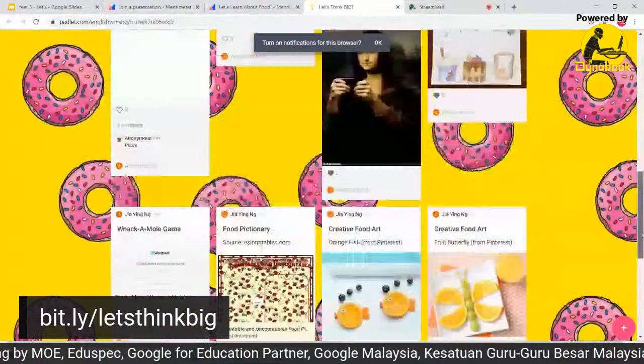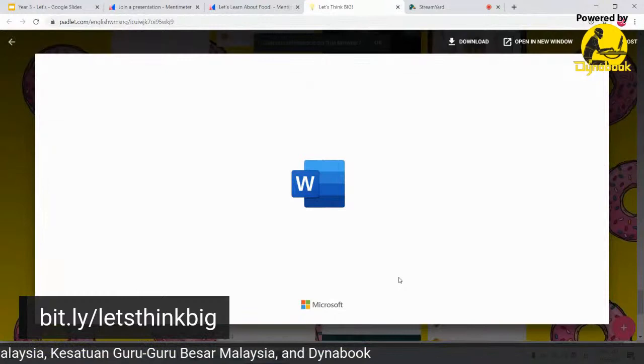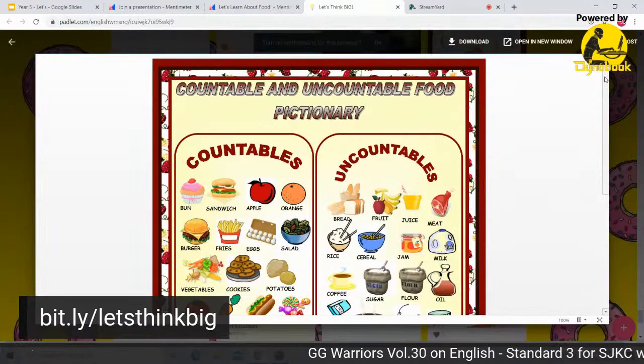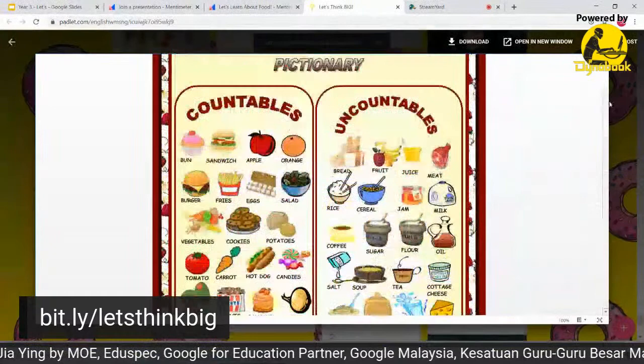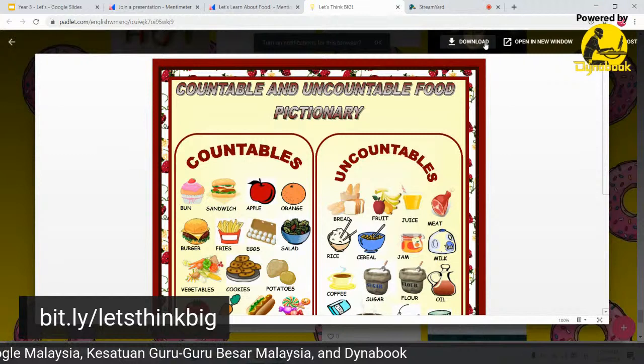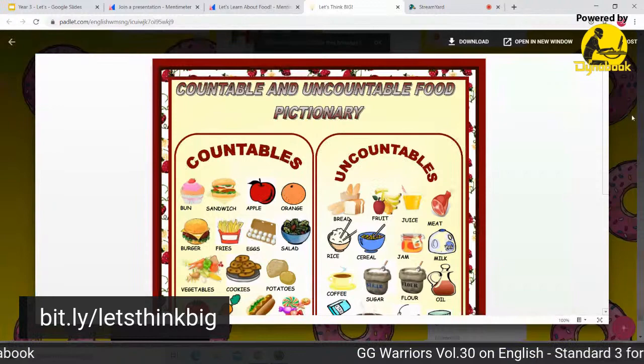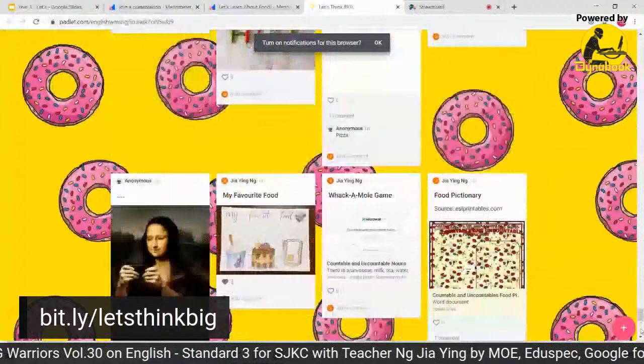Now, in the Padlet, I have also shared a note on countable and uncountable nouns. As you can see, there are a lot more countable and uncountable foods. Besides what we learned today, you can learn more through these notes. You can log into this Padlet, download it, keep it, and learn it on your own. Thank you so much, everyone. I can see a lot of comments here and there. I'm going to show you later.